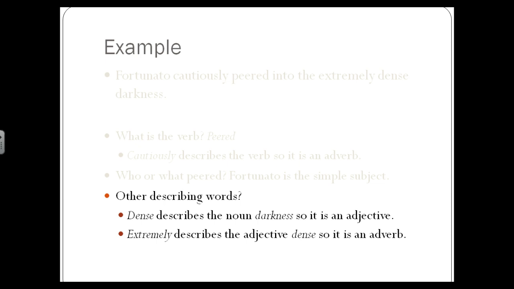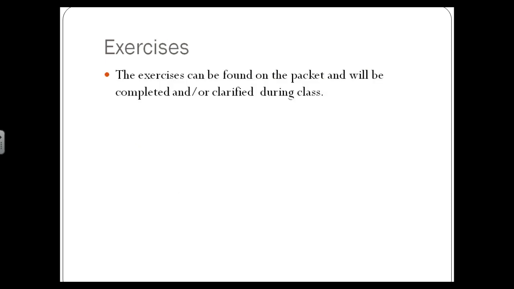Other describing words. Well, we have dense describes darkness, and so darkness being a noun, it's a thing. Any SS words are usually nouns. Dense describing darkness makes darkness a noun and dense an adjective. Extremely describes dense, because extremely can also be a synonym for very. So that tells us it's going to be an adverb as well. This was a little quick, but you can do this. Take your time, draw arrows, and ask questions. Good hunting.